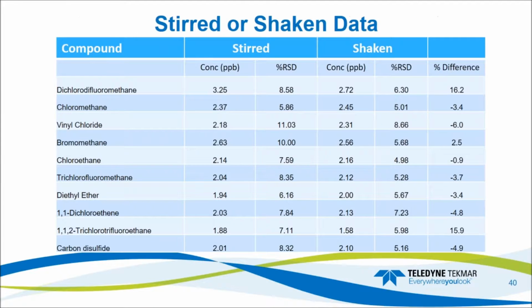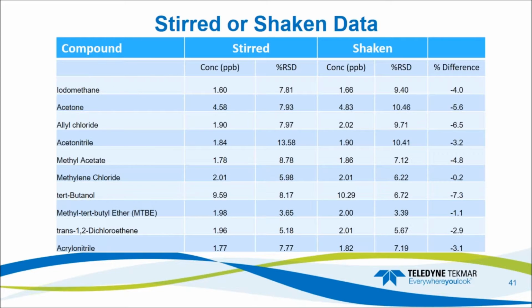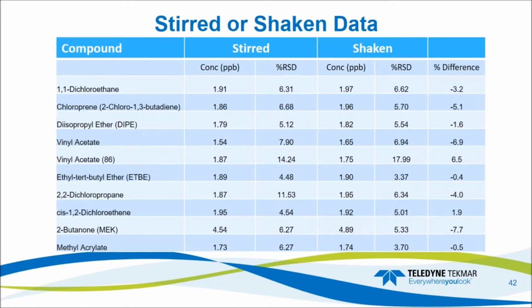Looking at some of the data, as you can see here, difluoromethane and the 1,1,2,2-trichlorotrifluoroethane did show a significant difference between the shaken and the stirred. But most of the other compounds weren't that far off. Looking further down at some more of the compounds, the same thing. They're very close. So we only saw the two compounds that were drastically different.